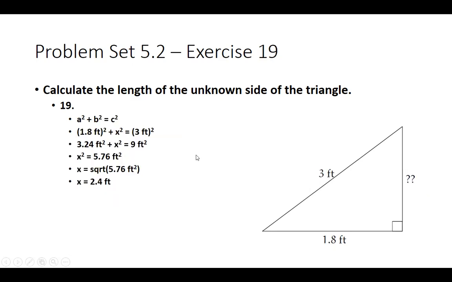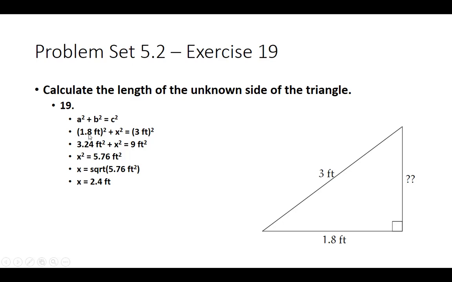Number 19. Once again, we're calculating the length of the unknown side of the triangle, but this time our unknown is not the hypotenuse, it's one of the legs. Everything's given in feet, so we don't have to do any conversions. Let's plug in 1.8 feet as one of our legs. Let's plug in 3 feet as the hypotenuse. So 1.8 feet squared plus x squared equals 3 feet squared.